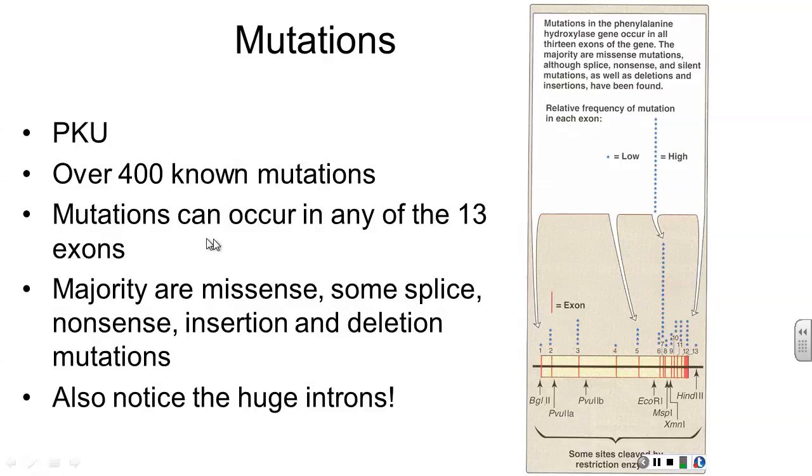Now, because there are all these different mutations, right now we were talking about nonsense mutations, and you certainly do see nonsense mutations in PKU. It's one of the types of mutations you can see. There are also missense mutations. You also see splice site mutations. We'll talk a little bit about splice site mutations later, and we'll also talk about insertion and deletion mutations later.